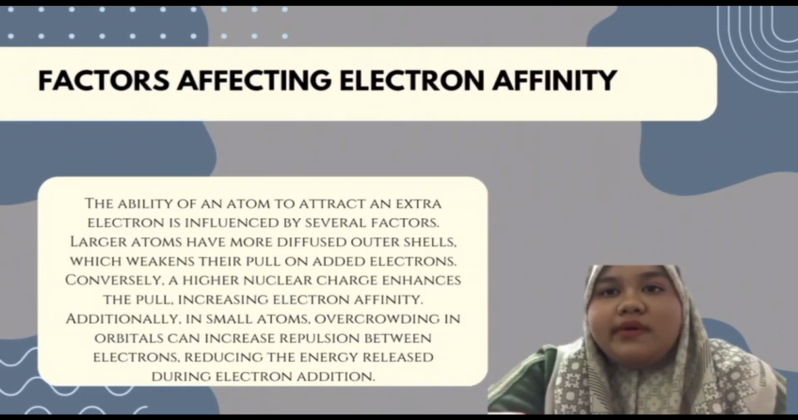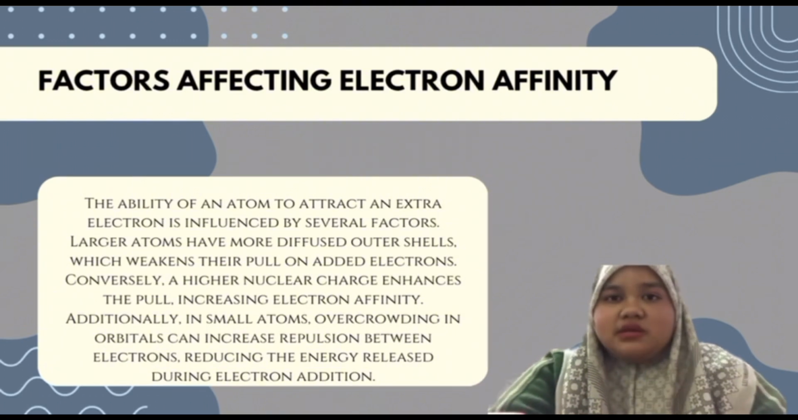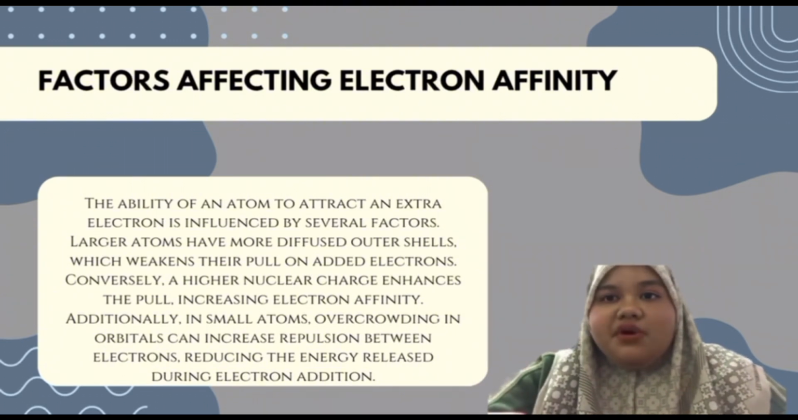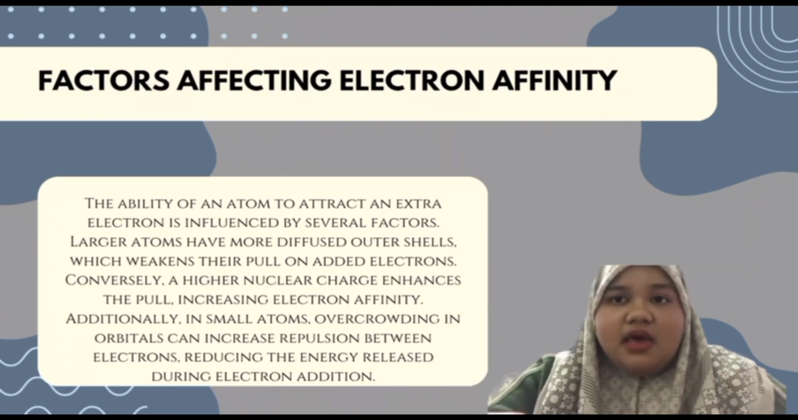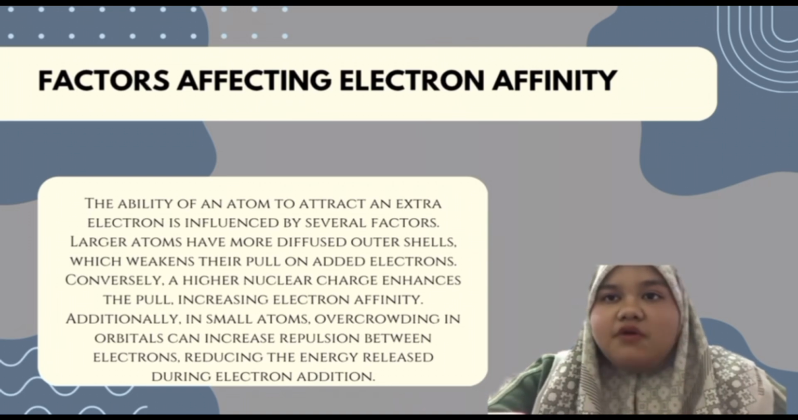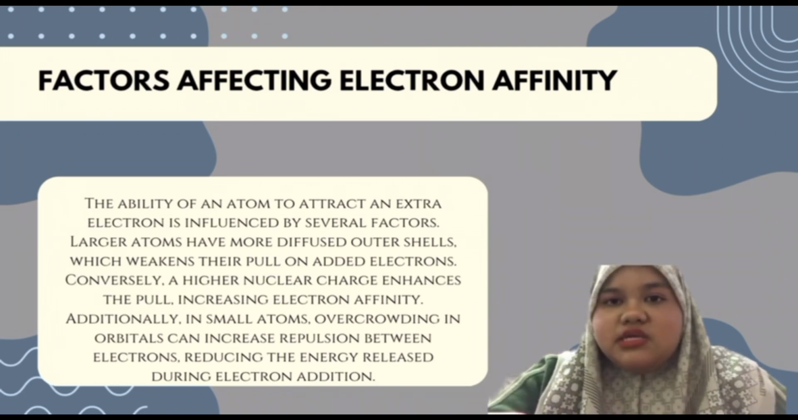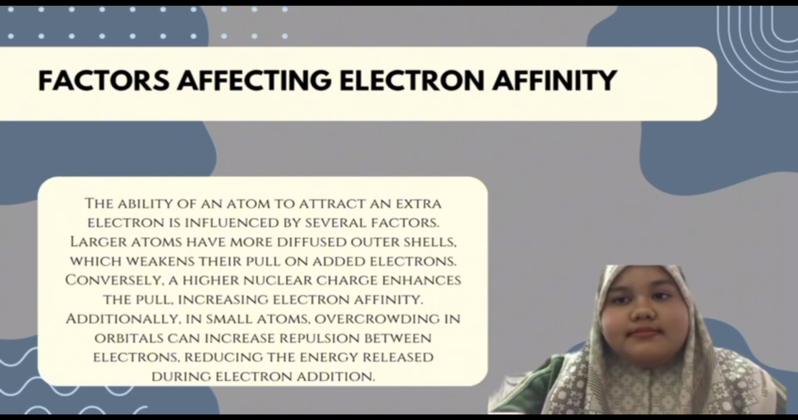The ability of an atom to attract an extra electron is influenced by several factors. Larger atoms have more diffuse outer shells, which weakens their pull on an added electron. Conversely, a higher nuclear charge enhances the pull, increasing electron affinity. Additionally, in small atoms, overcrowding in orbitals can increase repulsion between electrons, which reduces the energy released during electron addition.